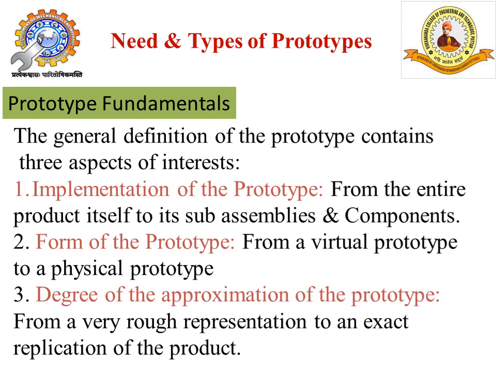The second one is the form of the prototype, from a virtual prototype to a physical prototype. There may be a classification of prototypes: virtual prototypes, which are used only for reference and study, and physical prototypes, which are very similar to the actual product but may differ in material. The third one is the degree of approximation of the prototypes, from a very rough representation to an exact replication of the product.